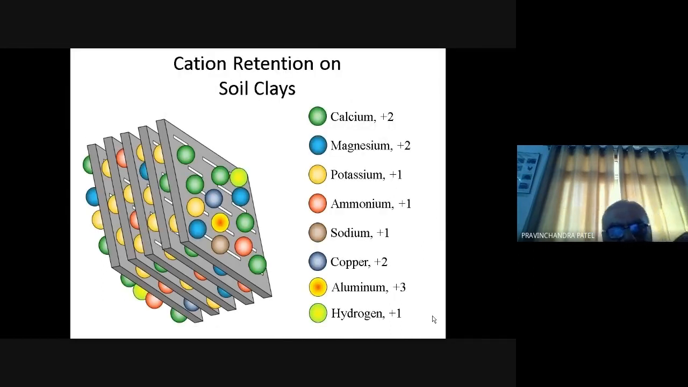Then cation retention on soil clay. So all are the cations: calcium, magnesium, potassium, ammonium, sodium, copper, aluminum, and hydrogen. So you can see here the different plant nutrients are present in soil clay.